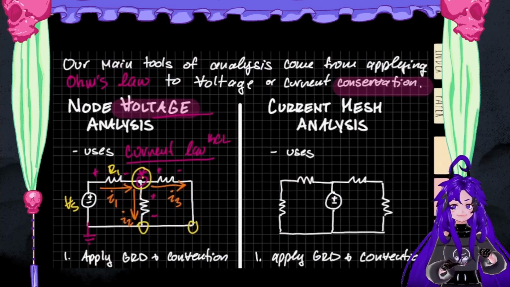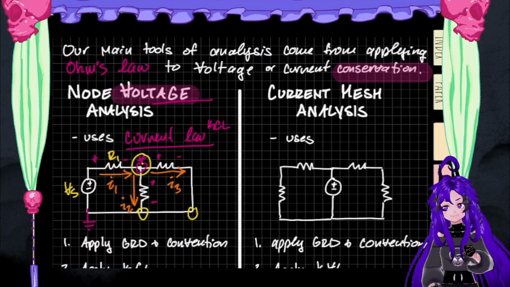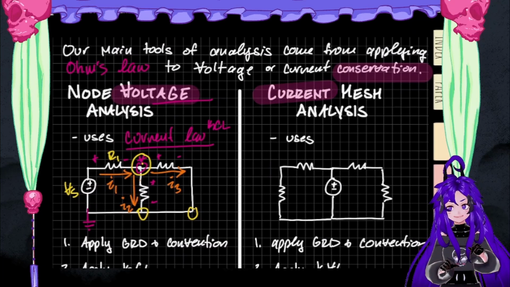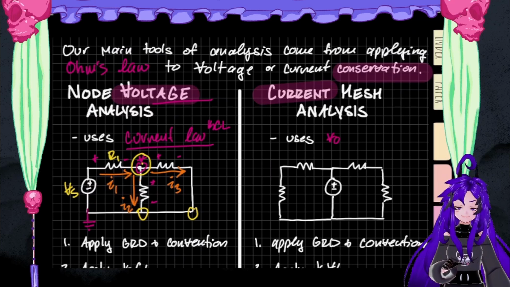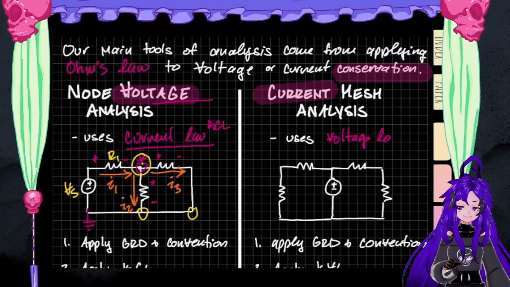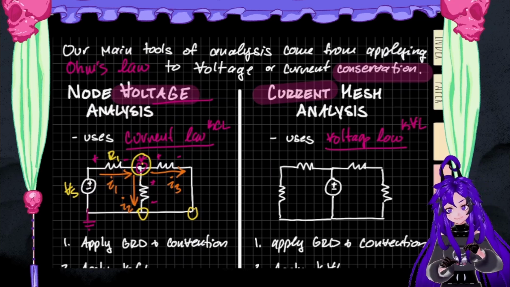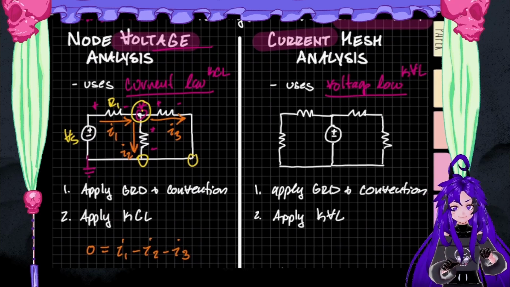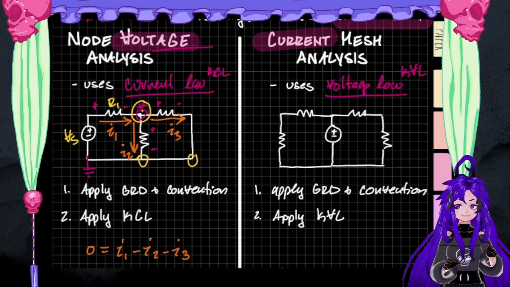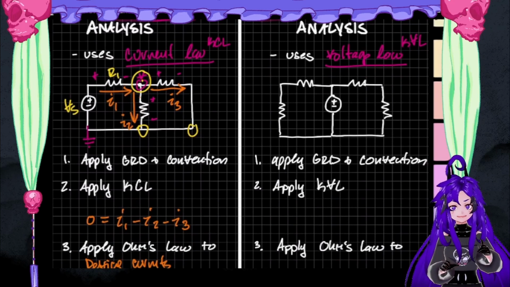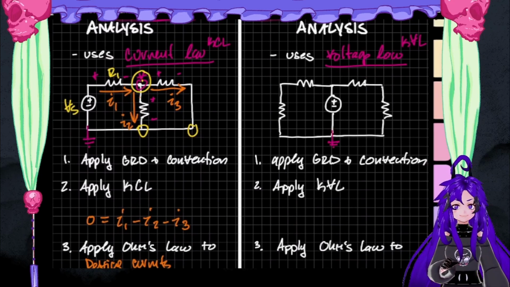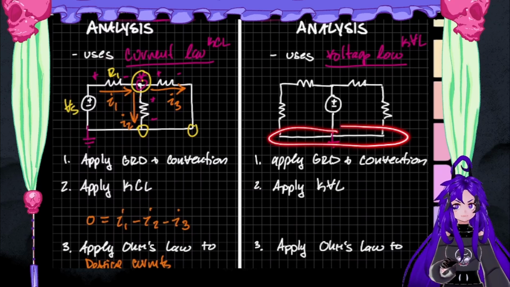So how about mesh analysis? It's current mesh analysis, right? So logically we're going to use voltage law. Yep, we're going to use Kirchhoff's voltage law. Again, super intuitive, I know. But it's the same thing we saw earlier, right? We're going to start by applying ground, and this time I'm going to apply it here. But just remember that all of this is now grounded.